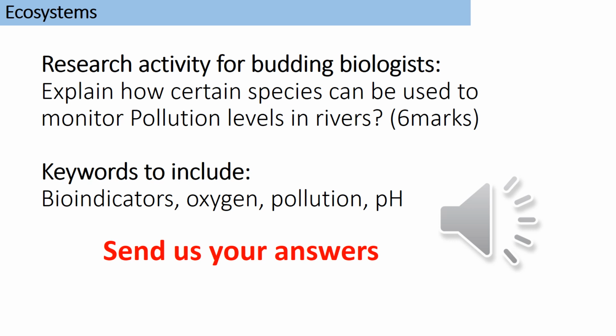For those budding biologists that would like to do a little bit extra, we have a research task here for you. And the question is, explain how certain species can be used to monitor pollution levels in rivers. So things we are looking for is biological indicators. So indicators in our environment that will tell us about pollution levels, oxygen levels, pH levels, acidity, salinity, the amount of salt. So if you would like to take part in this activity, this is an extra task for those keen biologists. Research how our environment uses bioindicators.